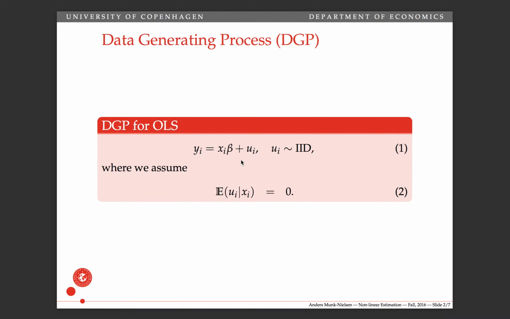So, as you recall, this is what the data generating process looks like for OLS. We have our x_i beta, where x_i here is a column vector and beta is a row vector, plus an error term that's iid, where we have this orthogonality assumption. So in the lectures we're going to be looking at some code. So I want to show you how this works in Matlab.